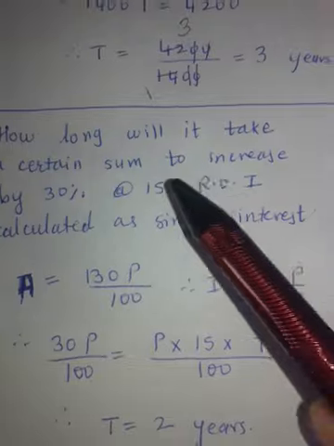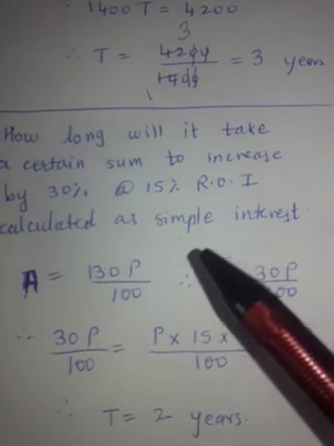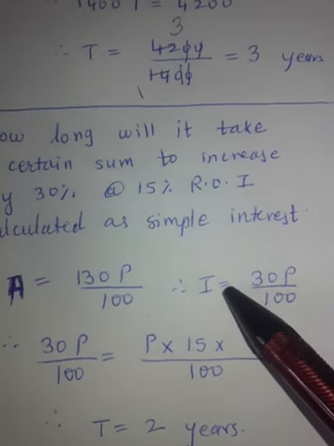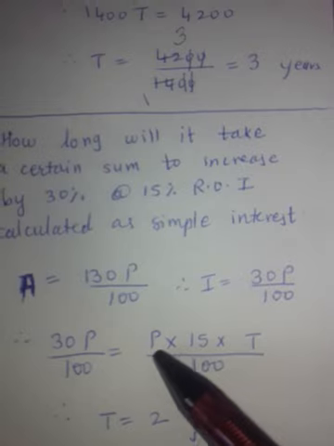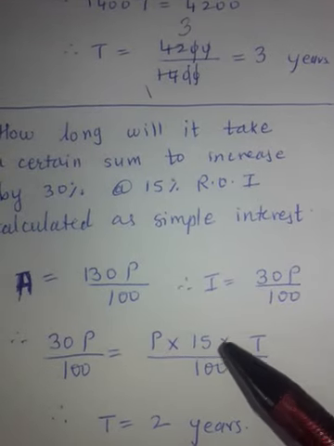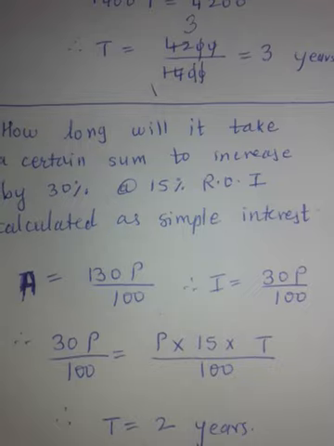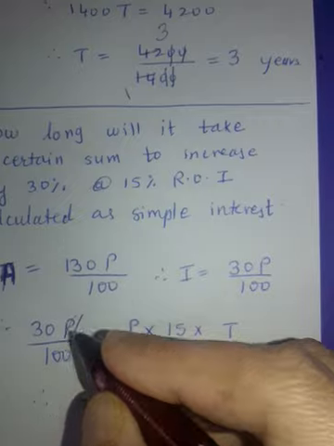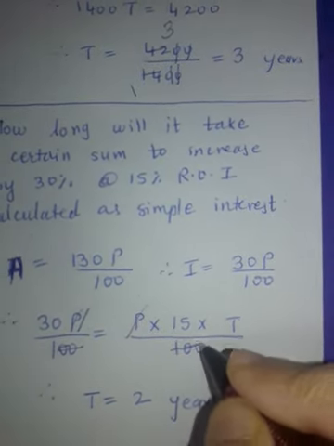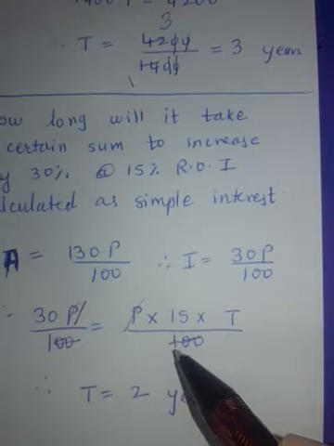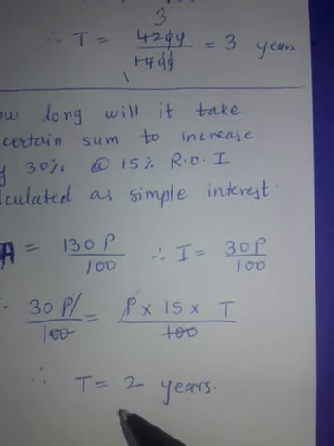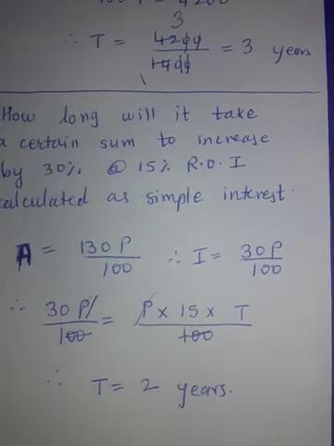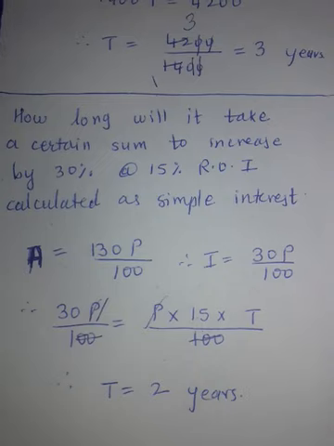And what is given to us? Rate of interest is given to us 15%. So we will substitute everything. I is equal to PRT upon 100. That is the formula. I is 30P upon 100. P is P, R is given to us 15, T is unknown upon 100. So 100 on both sides gone, P gone, so cancelled. So 15T is equal to 30, 15 will go to denominator, 15 2s are 30, so T will be 2 years. Oral example, very easy. So answer is 2 years.